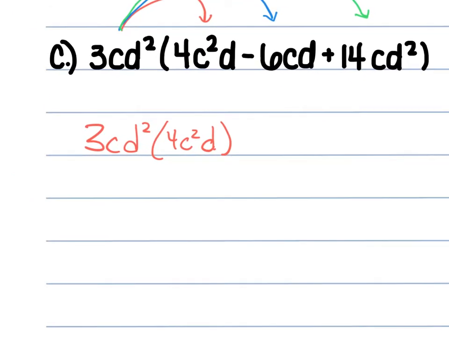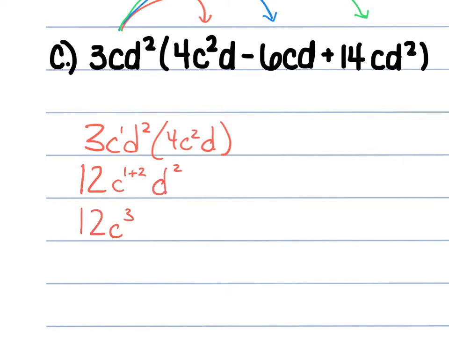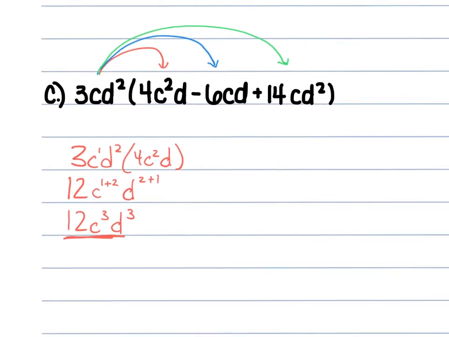All right. Talk to me. So this one will be 12. Okay. 3 times 4 is 12. And c to the third. Okay, so it's c to the 1 plus 2, which, as he said, becomes c to the third. And D to the 2 plus 1, which then becomes d to the third. There's our first term of our answer.